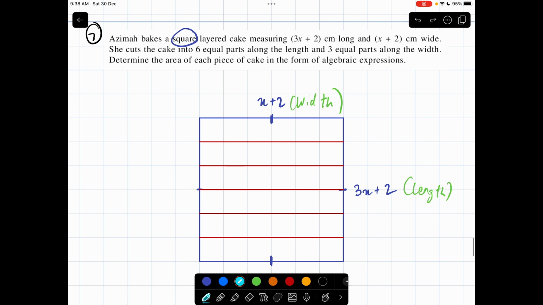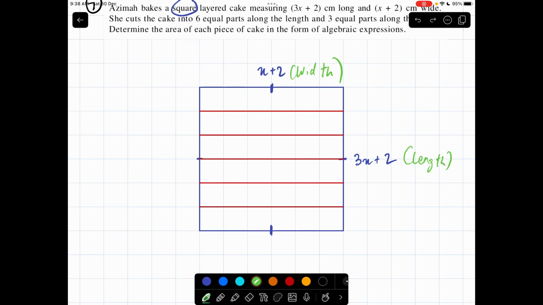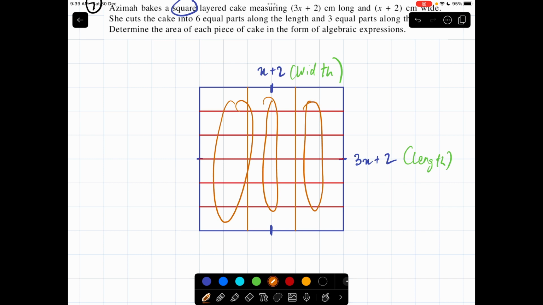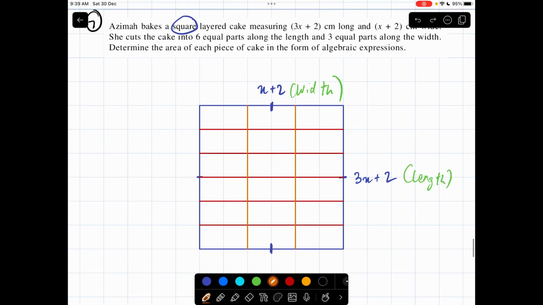Now, along the width, 3 equal parts. So I will use the orange color. Let's cut some kind of dark orange. So 3 equal parts, we have 1, 2, so we have 1, 2, 3. 3 equal parts mean 1, 2, and 3 equal parts. So determine the area of each piece of cake in the form of algebraic expression.